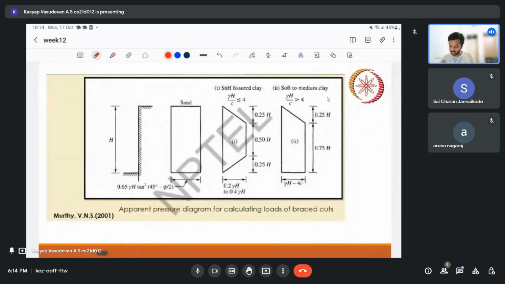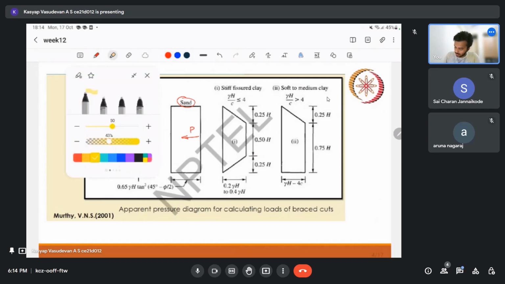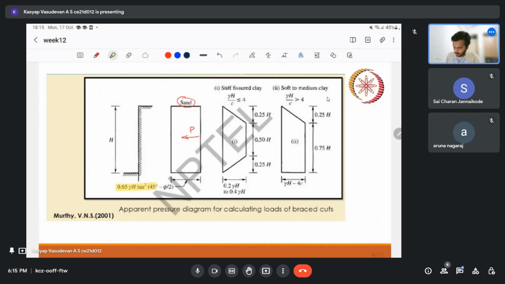Whenever we talk about braced excavation, we should know about the lateral earth pressure profile. In braced cuts, we have three different cases. First is sand. When we are talking about sand, we can take it as a rectangular lateral earth pressure distribution. It's so simple, we can calculate the load directly. The value of this is given as 0.65 gamma H tan square (45 minus phi by 2). These formulas are obtained using a lot of research and experience, so that in the field we can quickly come up with the section requirements of the structure.